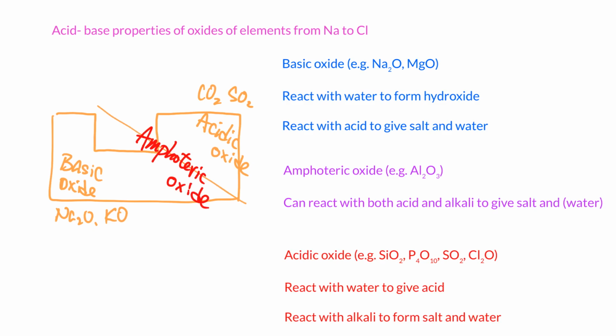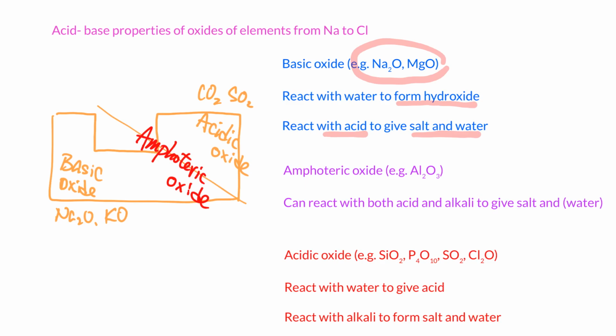That means they show both acidic and alkaline properties. For the basic oxide, it refers to the chemicals that will react with water to form hydroxide. They will also react with acid because they are basic, giving salt and water. The examples that we're going to learn are sodium oxide and magnesium oxide.